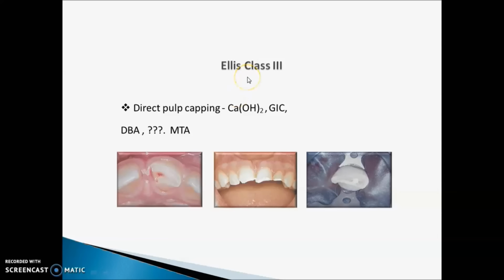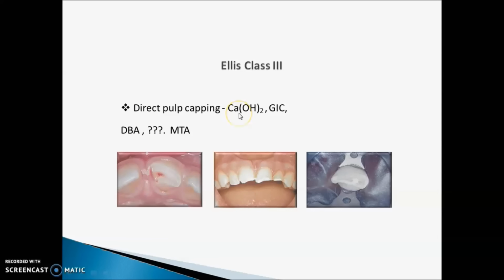So now let's see AIIMS class 3. It's a big villain here, because here the pulp is exposed. It is your complicated type of fracture. So what is the treatment of choice? The ideal treatment is based on the duration and the size of exposure. If the duration is less than 24 hours and the size of exposure is around 0.5 mm, you can see in this diagram, then you can go for direct pulp capping.